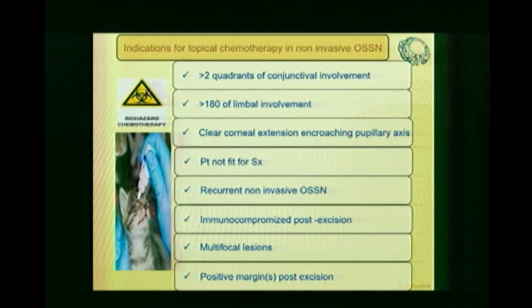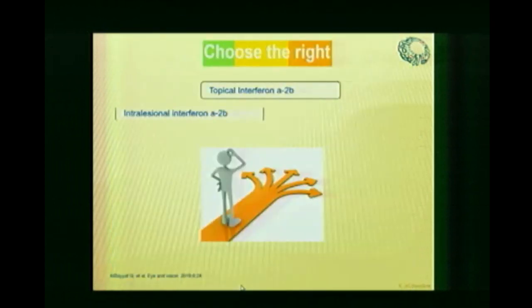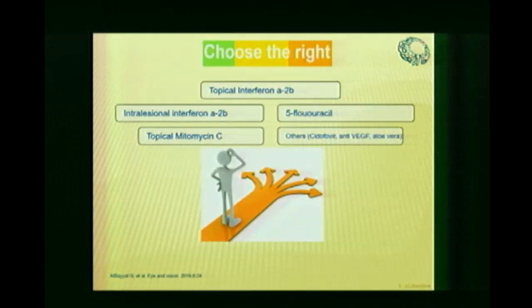What about indications for topical chemotherapy in non-invasive OSSN? It can be used alone if you have more than 2 quadrants or more than 180 degrees of limbal involvement, to avoid limbal stem cell deficiencies, clear corneal extension, especially those covering the pupillary axis, patients who are not fit for surgery or who are still in denial, recurrent non-invasive OSSN, immunocompromised patients, post-excision, and multifocal lesions, and when you have positive margins.